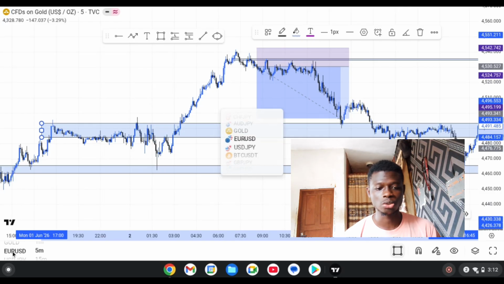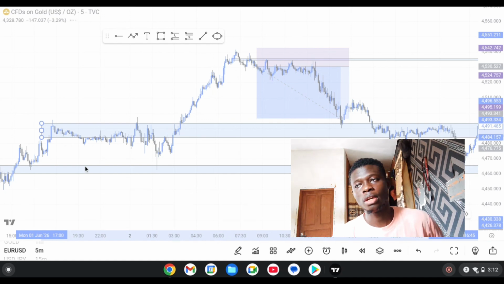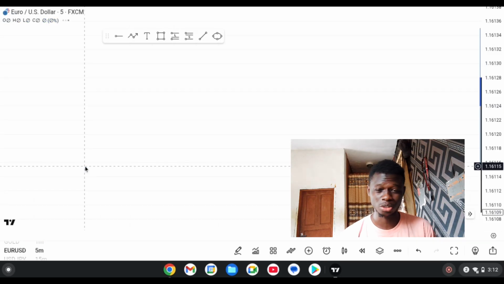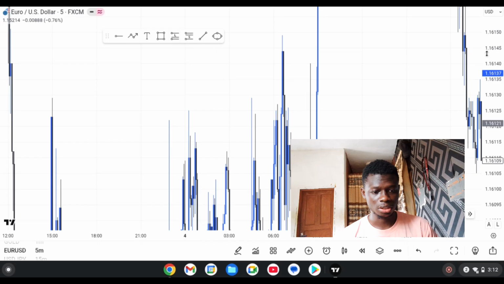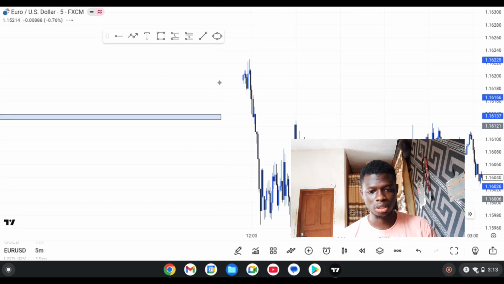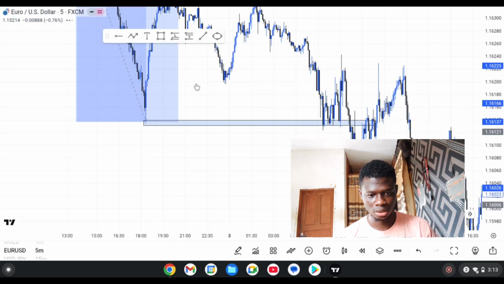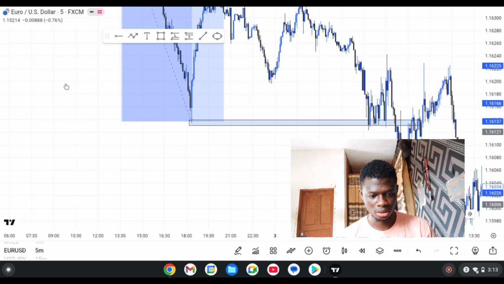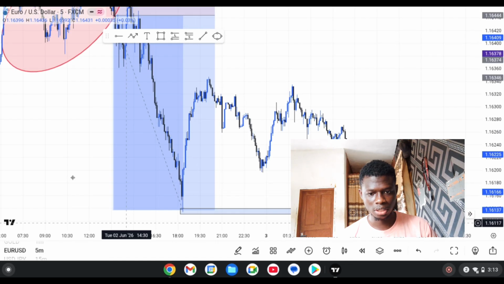So the next trade that I took was on Euro USD. I'm waiting for my network to load because I'm having slow network. So the trade was on Euro USD. It was actually a very simple trade. Let me show you guys. Okay, look at the trade here.